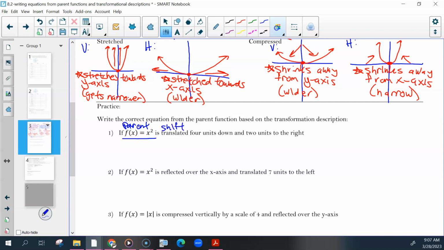And it says 4 units down. So would that be a vertical or horizontal? Vertical. And then 2 units to the right, would that be vertical or horizontal? Please write a horizontal transformation or a vertical transformation. Now, what I said about the inside-outside helps you figure out where to write things. Since this is vertical, this is going to go on the outside. And since this is horizontal, this is going to go on the inside.